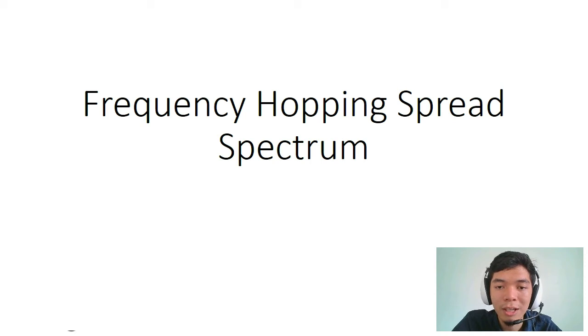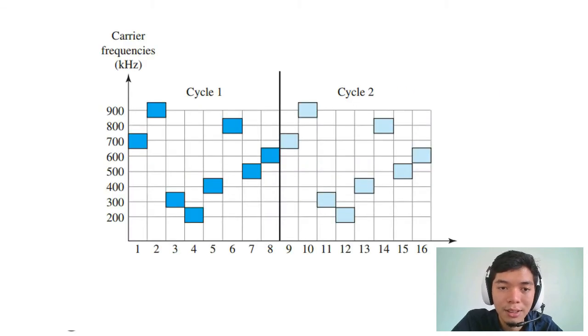The pattern will repeat every cycle. There are 2 cycles provided, but there are 8 hopping codes. So every hop from 700 kilohertz to 900 is one hop. It is going to hop 8 times before it actually repeats the cycle again.